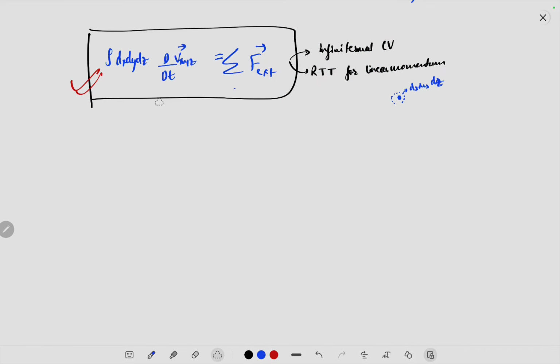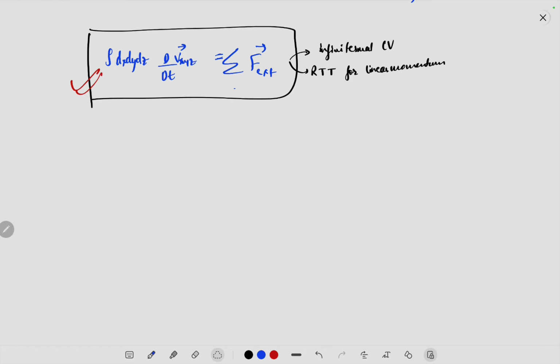In the previous lecture, we discussed the Reynolds transport theorem for an infinitesimal control volume, considering the extensive quantity as linear momentum. There we derived this equation: rho dx dy dz, the material derivative of the velocity, equals the summation over all the external forces on that infinitesimal control volume. Correct?